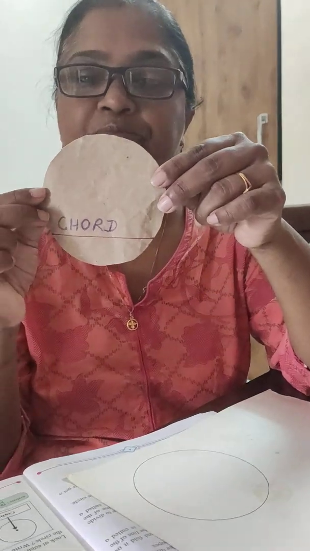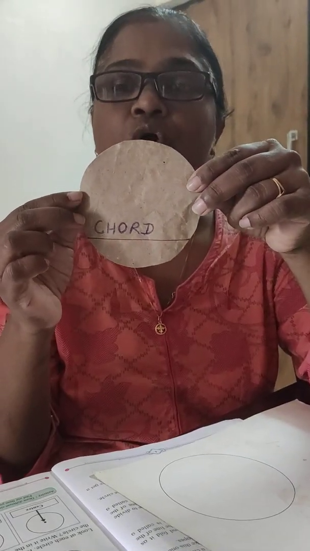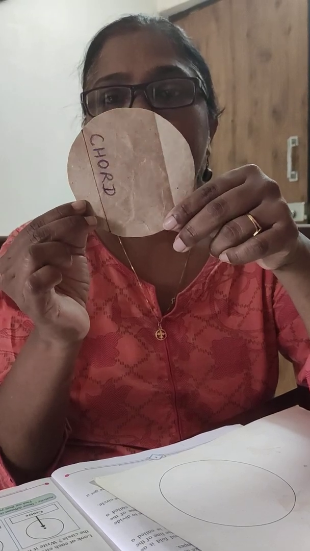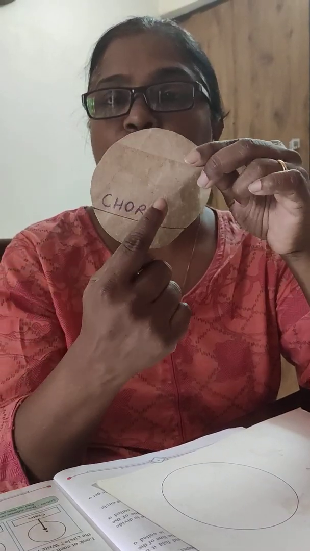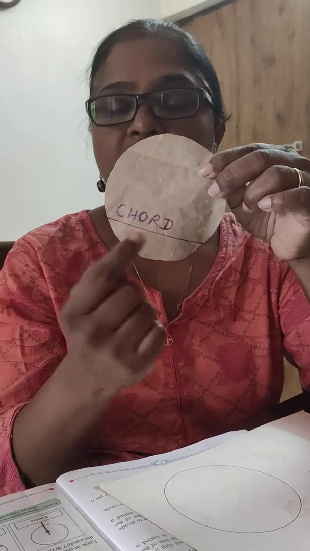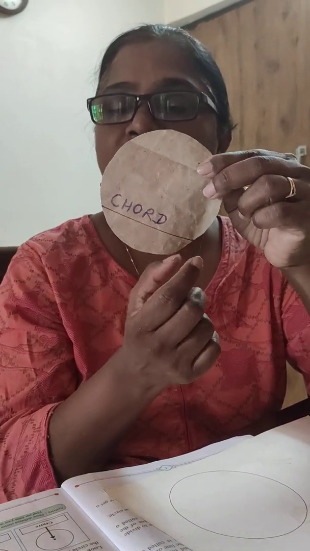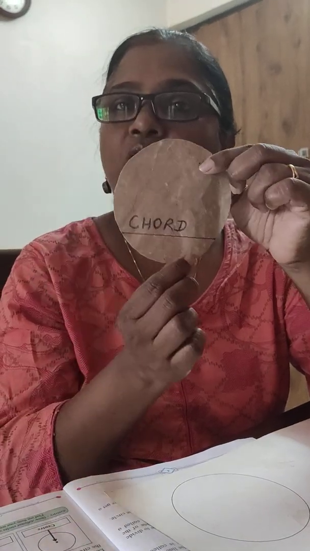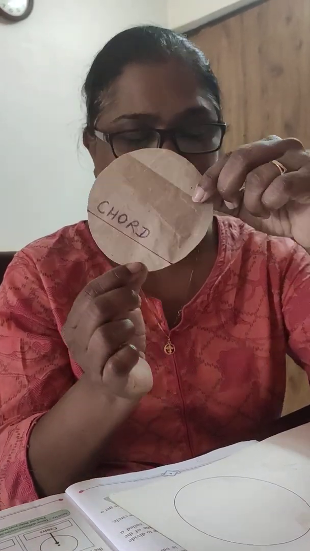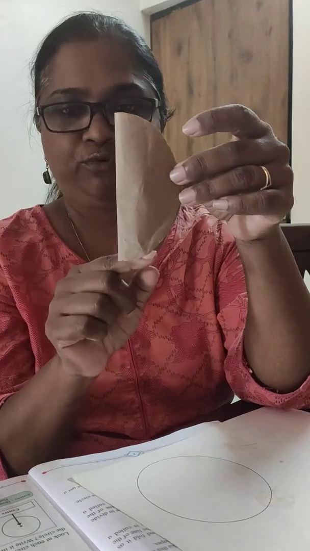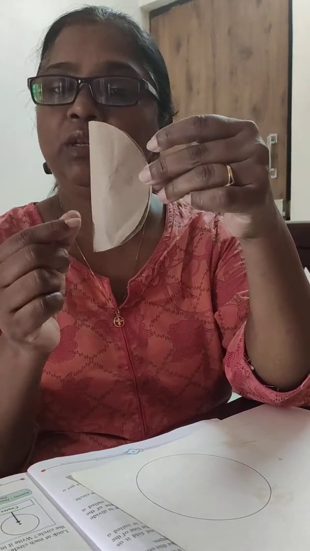A circle can have many chords. The chord can be horizontal, it can be vertical. Remember, the chord is not going through the center and it is touching both the edges of the circle, either this way or this way. This is a chord.